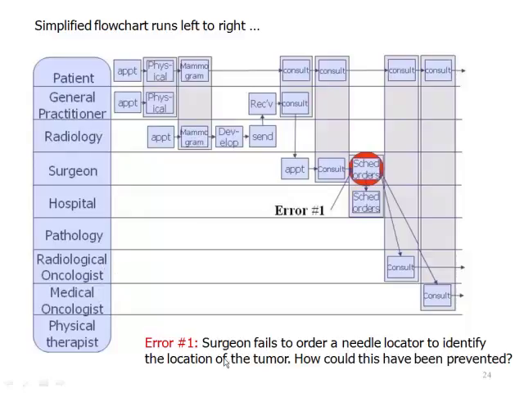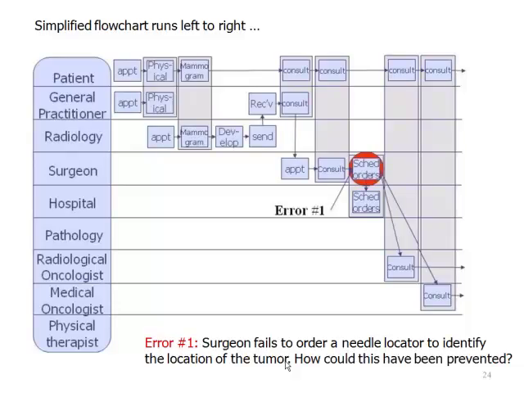Now, for this first part of the swim lane diagram, there was an error that occurred. The surgeon failed to order a needle locator to identify the location of the tumor. And so that's an error in how the process worked. And if we think about how we might have eliminated the possibility of that, maybe there should have been some kind of check sheet or standing order in terms of what gets delivered for this type of surgery. But in any case, an error occurred.